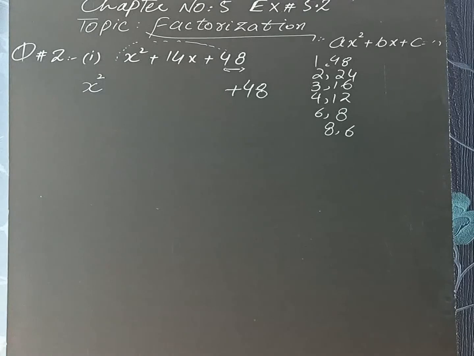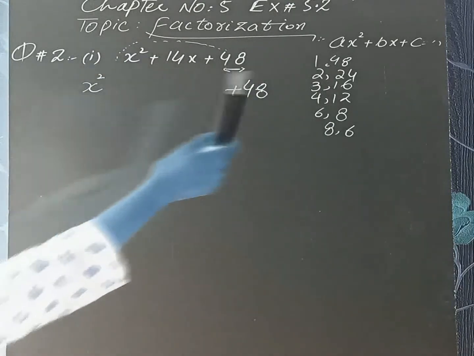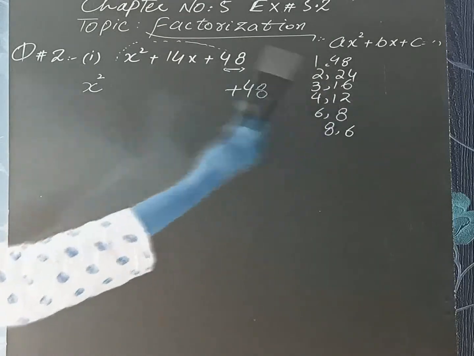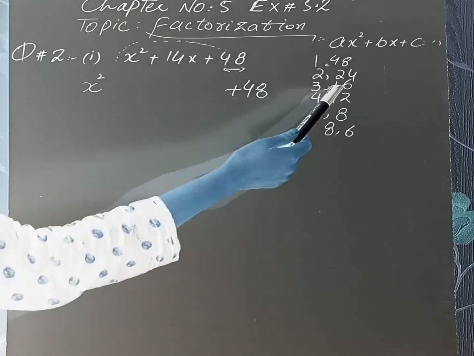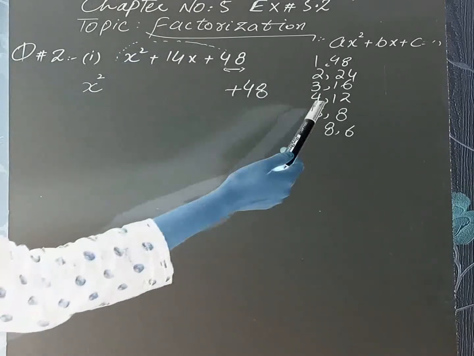So guys, here we have to check which factors I will pick. 48 plus 1, we cannot get 14x. 24 and 2, plus or minus, we cannot get 14. 16 and 3, plus or minus, we cannot get 14.